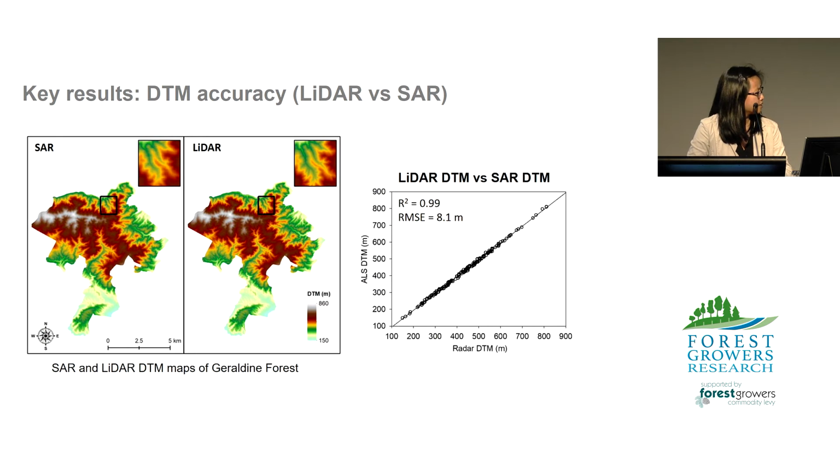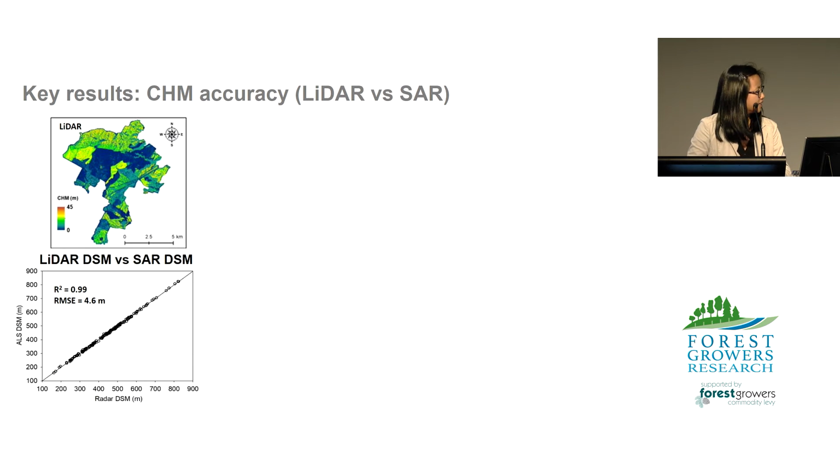So key results, we tried to compare LIDAR DTM with the SAR DTM, and we noticed a very high correlation between the two DTM parameters. However, our RMSE value, or root mean square error value, is 8.1, which can be significant in most cases. And also, we noted that the error is higher for steeper slopes and is lesser for flatter areas. So it is the same for the LIDAR DSM and SAR DSM. It's very highly and positively correlated, but the RMSE of 4.6 can be significant in most cases.